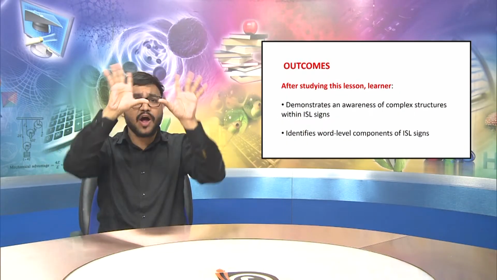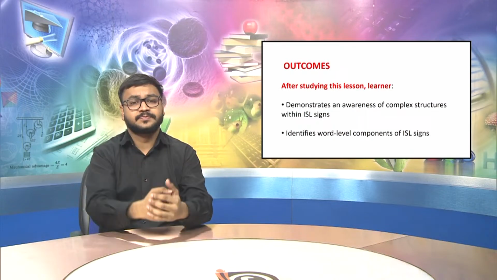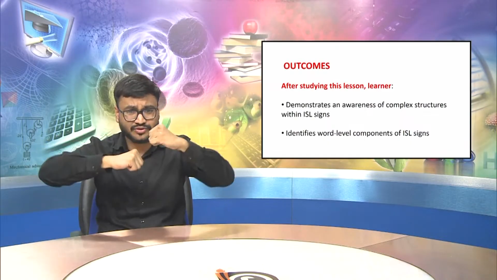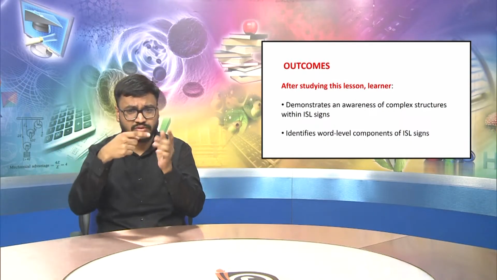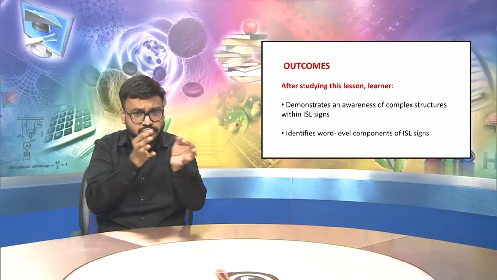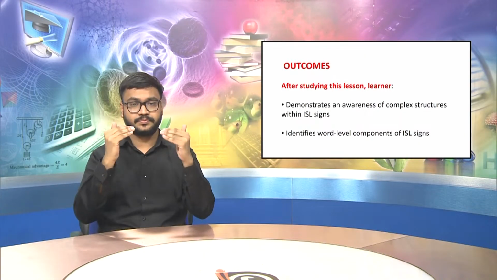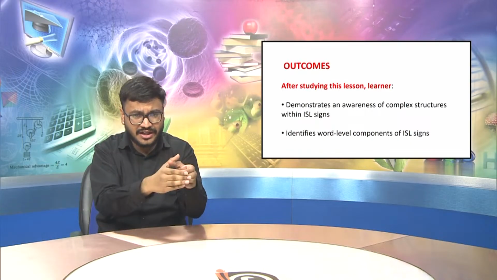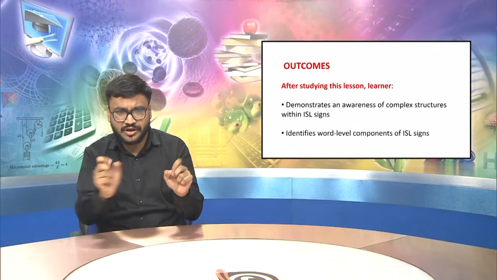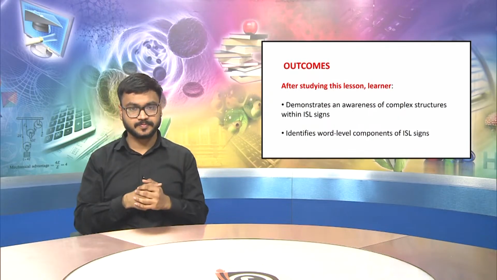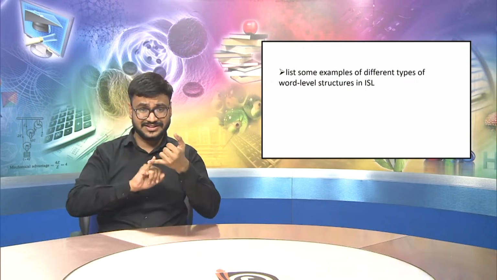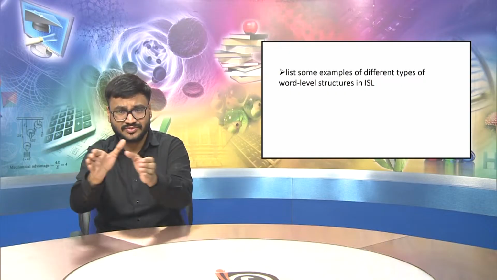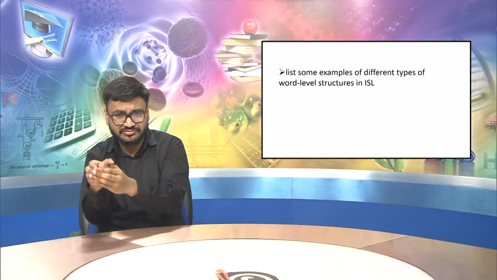Outcomes. After studying this lesson, the learner will learn about some various points. First, the learner will demonstrate an awareness of complex structures within ISL signs. They can also identify word level components in ISL signs. They can list some examples of different types of word level structure in ISL.